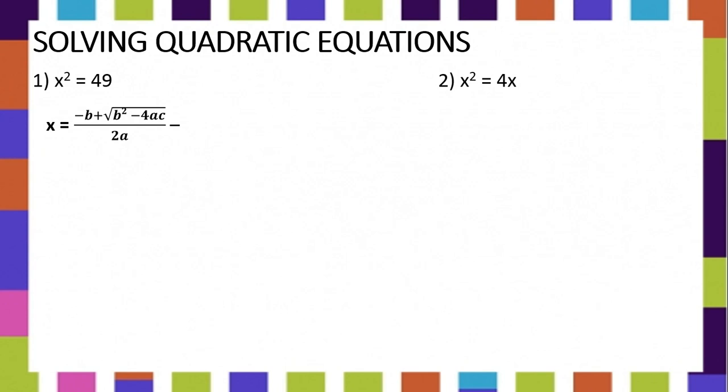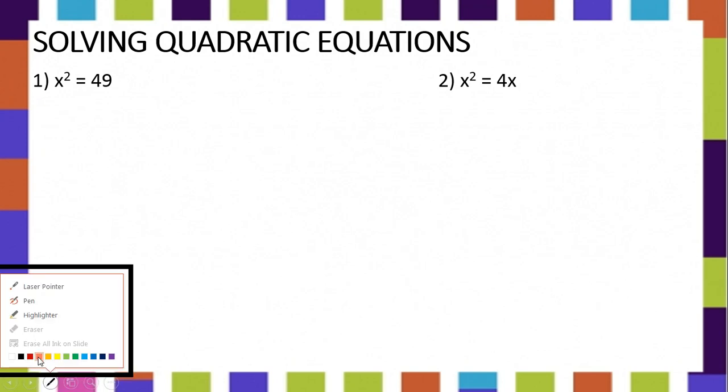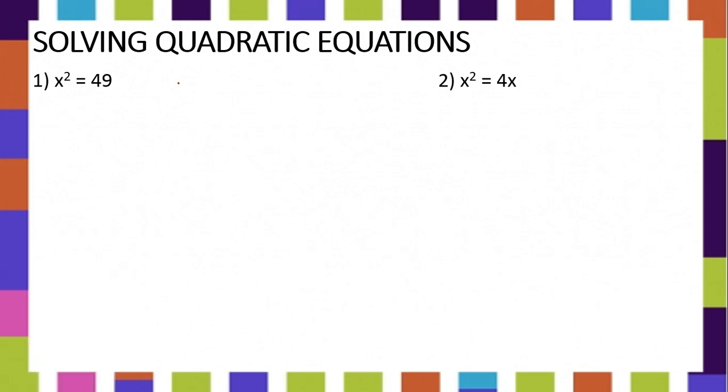So, number 1, x squared is equal to 49. Solve natin tong number 1, x squared is equal to 49. Ano yung kailangan natin? Kailangan natin munang iayos yan in ax squared plus bx plus c is equal to 0. Di ba yan yung kailangan natin?